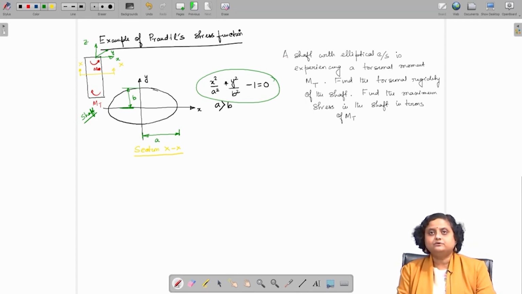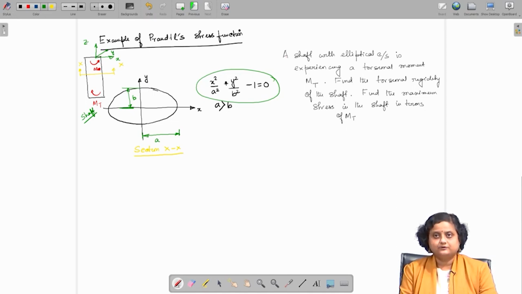So, the problem states that a shaft with elliptical cross section is experiencing a torsional moment Mt. Find the torsional rigidity of the shaft and also find the maximum stress developed in the shaft in terms of the applied torsion Mt. Now, we will be using the Prandtl stress function to solve this problem. So, the problem is to find the torsional rigidity.